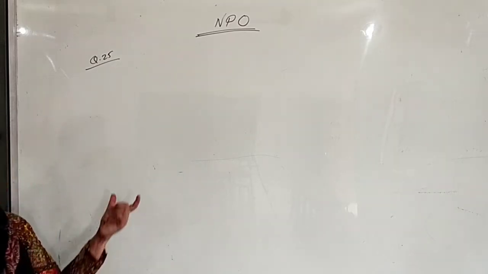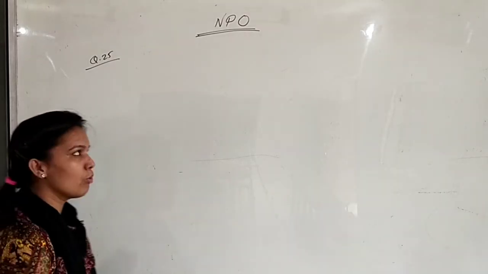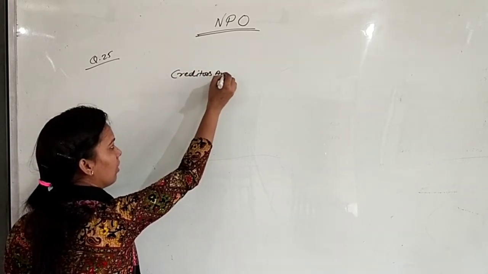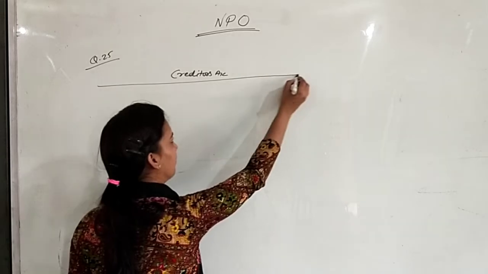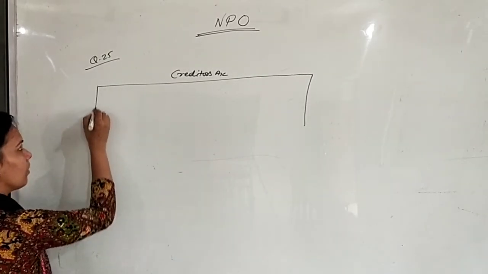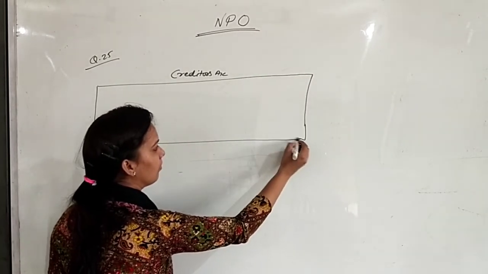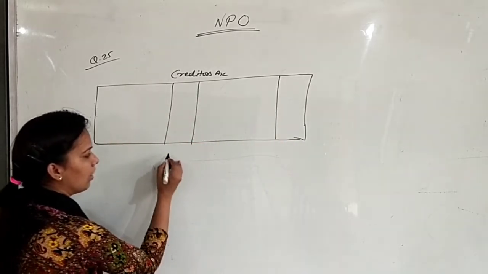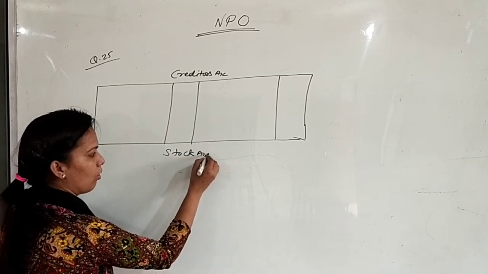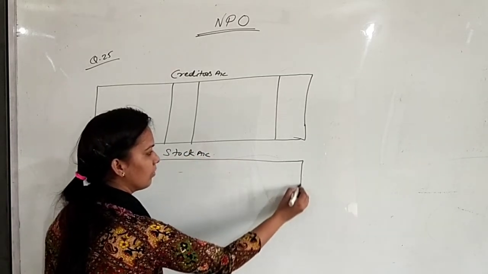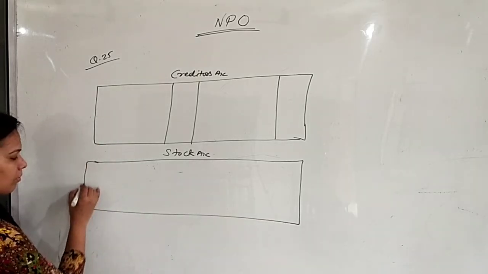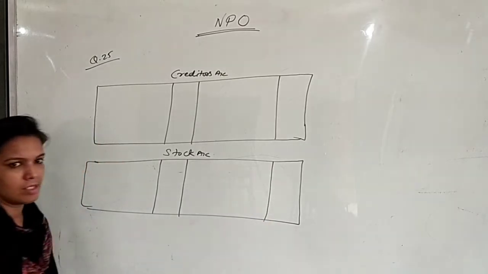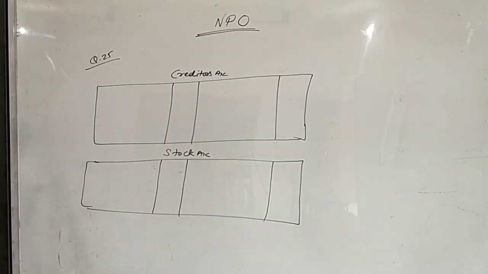As I told you, in this type of question we have to prepare two accounts, that are creditors account and stock account. In both the accounts, first of all you should write the opening balances and closing balances. Then we should start the next items.